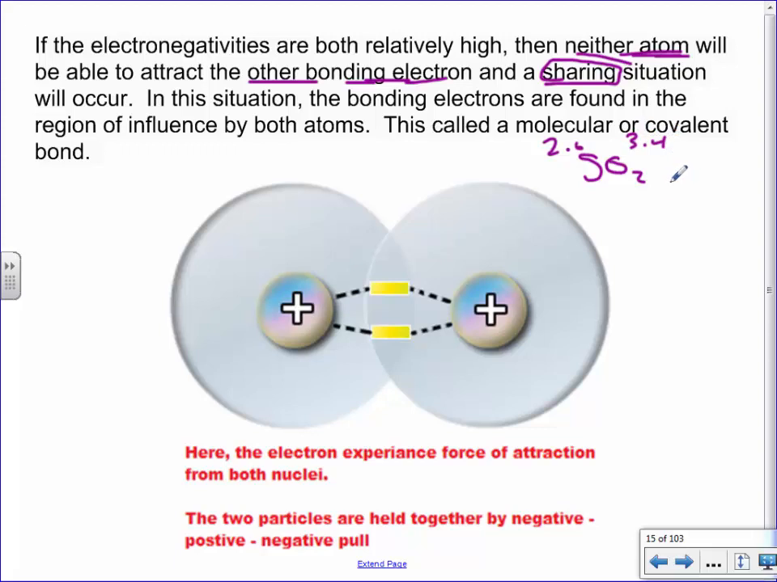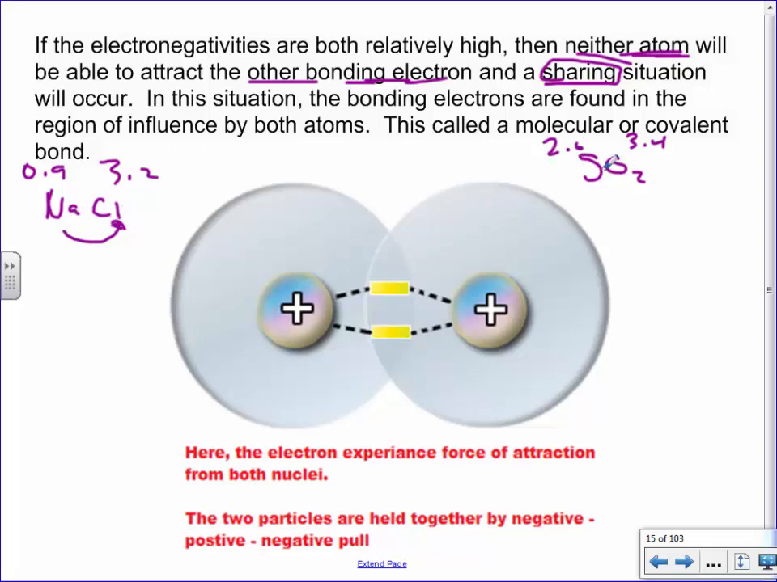Who wins this fight? Is it a knockout? No, not really. Does oxygen take the electrons a little bit more than the sulfur does? Yeah, but it's that Kinsey and Cammy sharing situation. Let me do a different one here. If I did NaCl, I think I did this one earlier, didn't I? Na is 0.9, and chlorine is 3.2. Who wins this fight here? Chlorine. And it's not even close. Does that make sense? So much so that chlorine will literally steal this electron away.